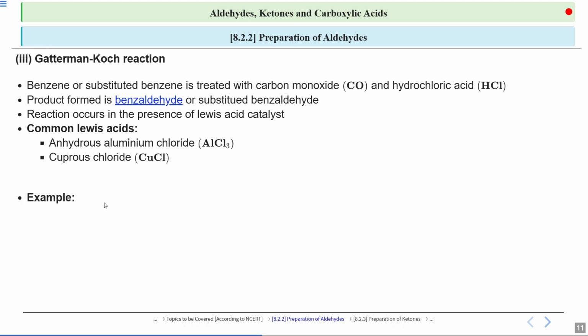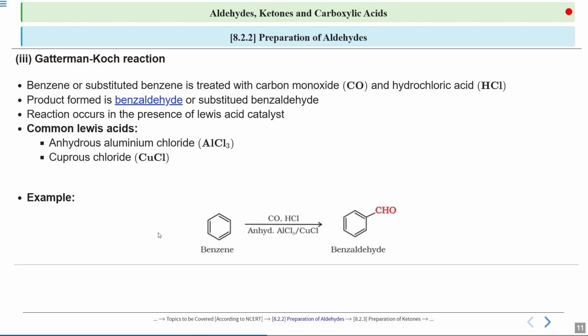Now let us see an example. You are taking benzene. When you treat benzene with carbon monoxide and HCl in the presence of a Lewis acid catalyst, which can be anhydrous AlCl3 or cuprous chloride, you get the final product, which is benzaldehyde. That is, an aldehyde group is attached to this benzene.